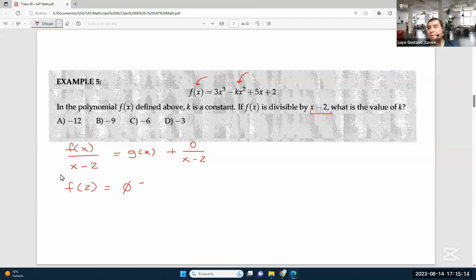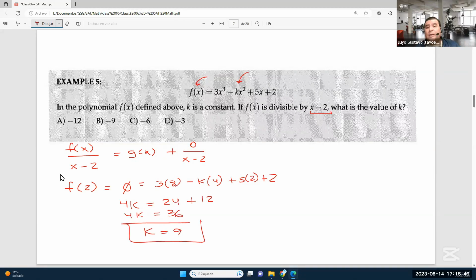And so we can simply say this is 3 times 8, since 2 cubed is 8, minus k times 2 squared, which is 4, plus 5 times 2 plus 2. So what do we have? We have 4k equals 24 plus 12. So 36, and thus k should be 9. That is the answer to the question. Okay, so that's basically it.